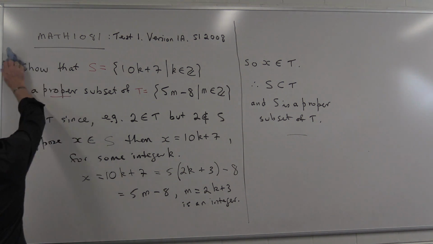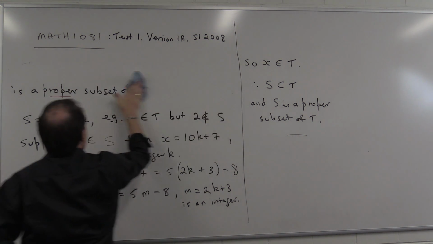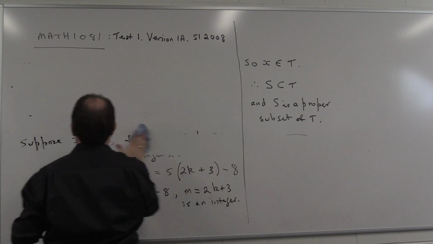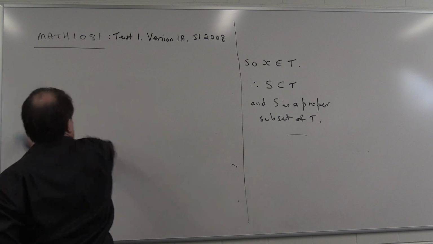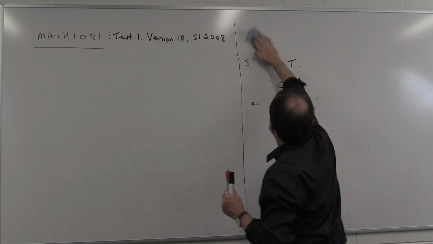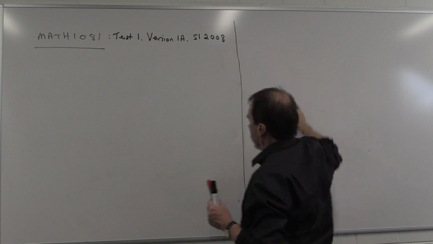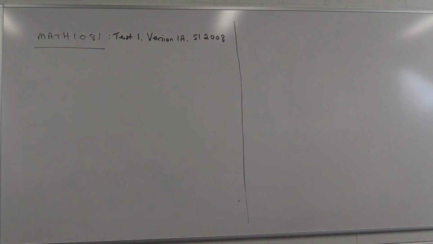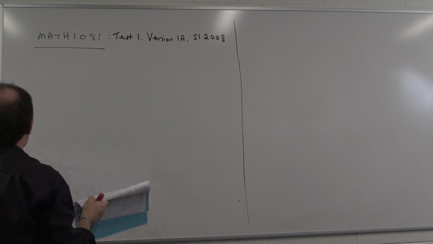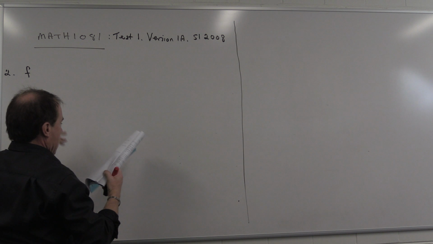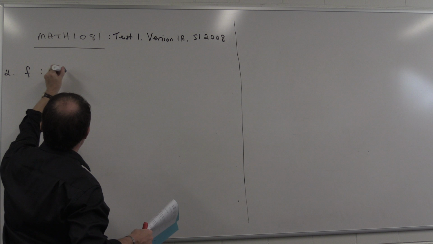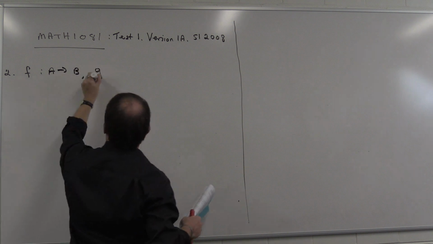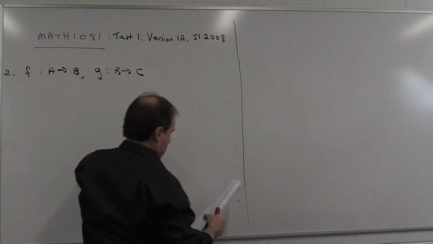Now, if you'll bear with me while I rub this bit out, and I'll put up quickly the second question, and then we'll solve that problem. So the second question is on functions. And the second question says, we take f, maps the A to B. I'll summarise that by writing f maps A to B, g maps B to C.